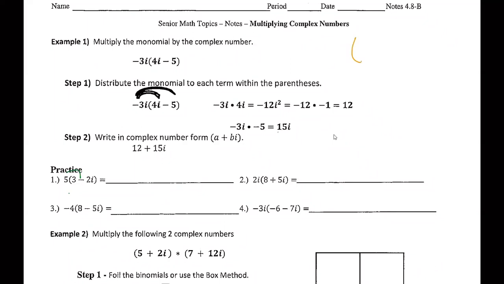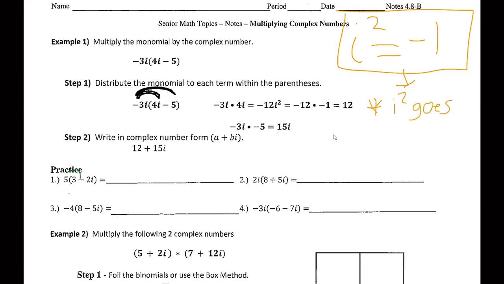By definition, i squared equals -1. So anytime you get an i squared, you want to simplify it into a real number. And what I tell myself, I'm going to say this a lot during the notes, is when you have an i squared, your i squared goes away, and you switch your sign.